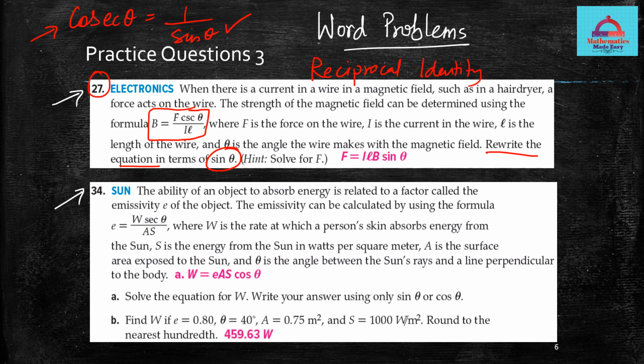So let's do that. F is what? F is the force on the wire. So just highlight the important information. I definitely is the current. L is the length of the wire. Theta concerned is the angle. And now we try to solve this question. So let me do all the steps in the next slide.